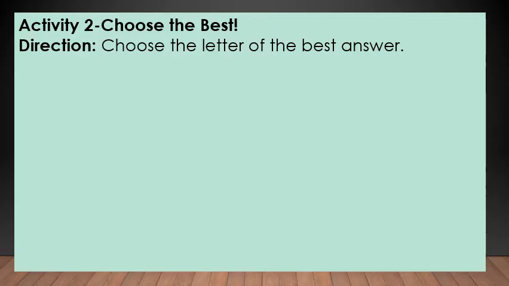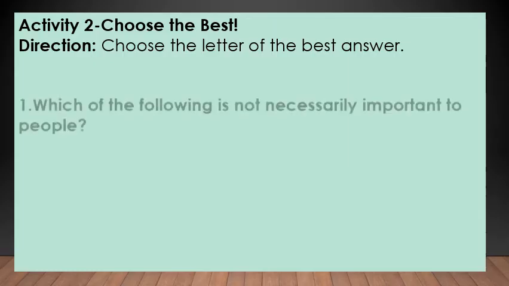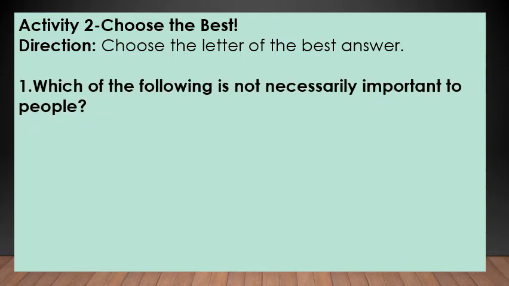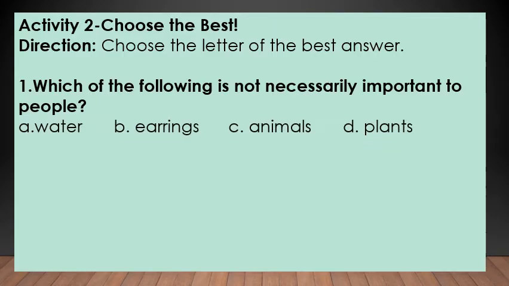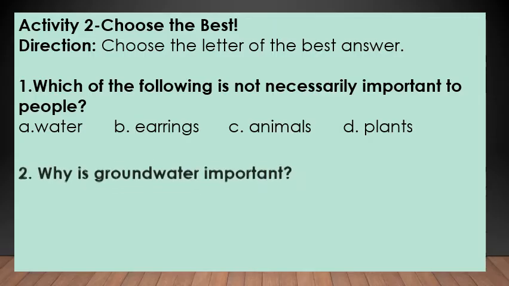Activity 2. Choose the best. Choose the letter of the best answer. Number 1. Which of the following is not necessarily important to people? A. Water. B. Earrings. C. Animals. D. Plants.